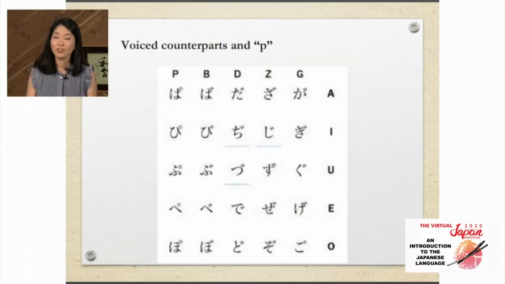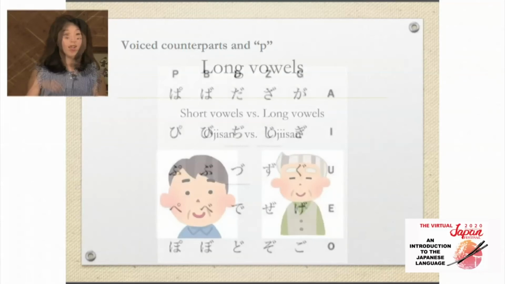Now H line is a little unique because ha, hi, fu, he, ho, the H line. With 2 tiny dots, it becomes a B line, b sound. So ba, bi, bu, be, bo. Instead of the two tiny dots, if you put a tiny circle, then it becomes P line, p sound. So pa, pi, pu, pe, po.